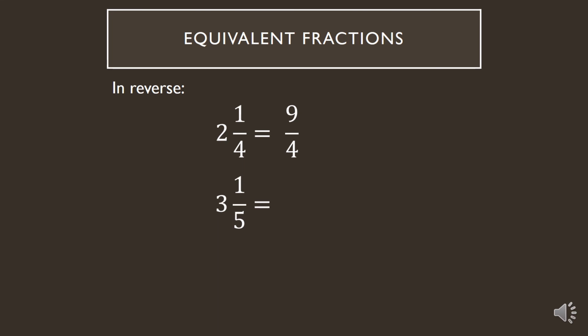We're doing fifths here, so each full circle has 5 fifths. So 3 of those, 3 fives is 15, plus 1 gives me 16 over 5. 1 and 3/11, well, I would have 1 full circle, that's 11, plus the 3 here on the side, 11 plus 3 is 14 over 11.